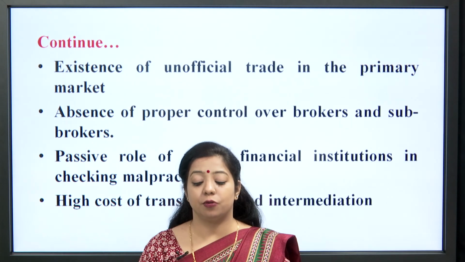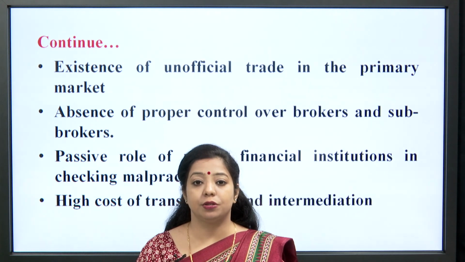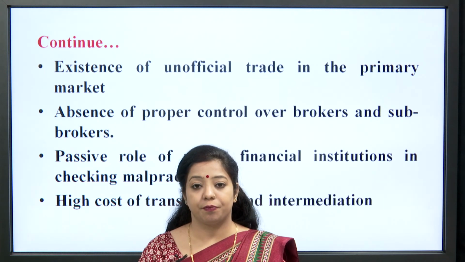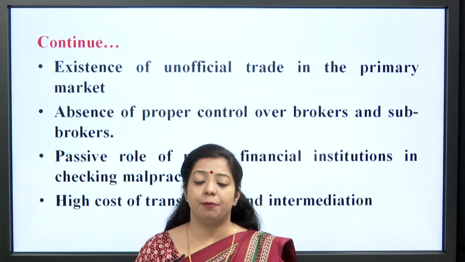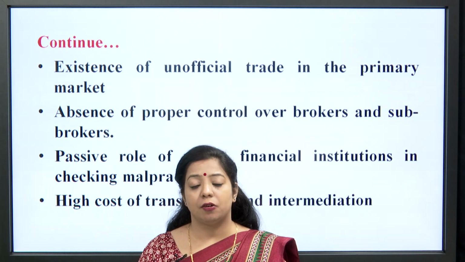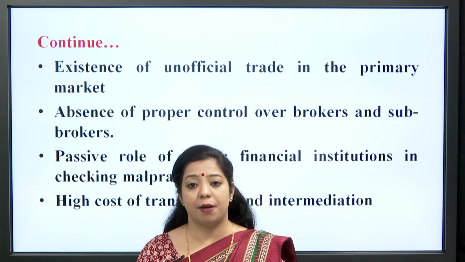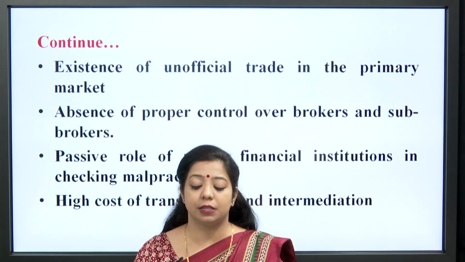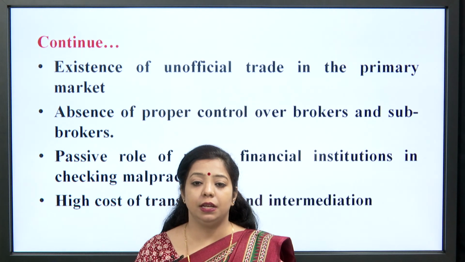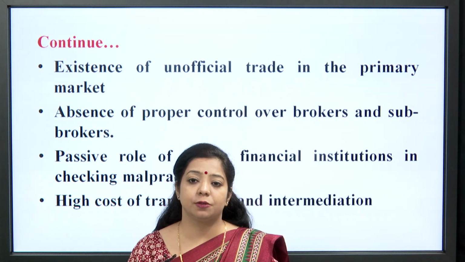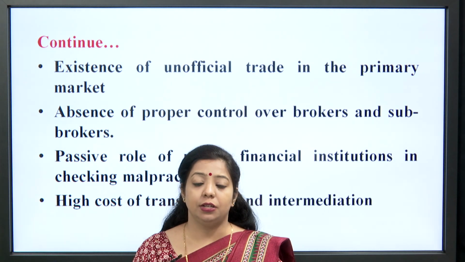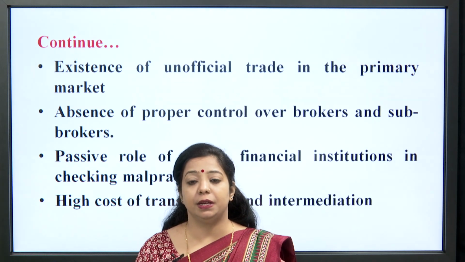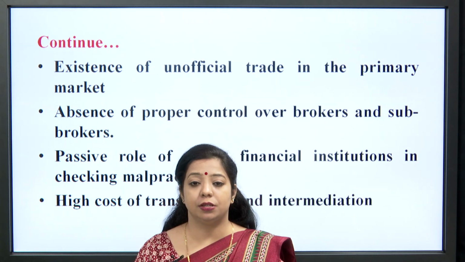Next is the passive role of public financial institutions in checking malpractices. Many times it has been seen that despite the regulations provided by SEBI, FERA, or in earlier days FEMA, most of the time institutions like private investment firms or financial institutions like IFCI need to be more active in checking the malpractices undertaken by the brokers, agents or sub-brokers.